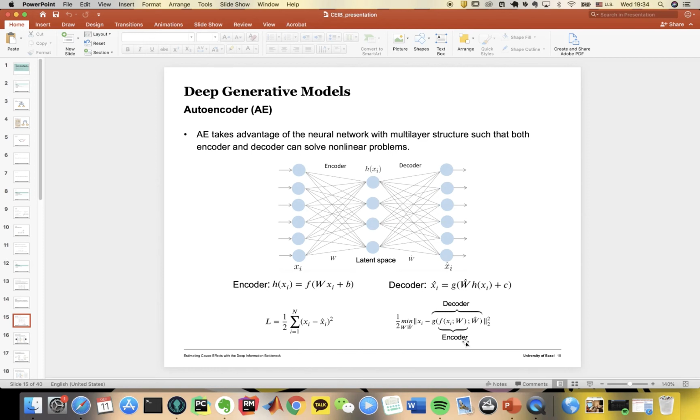The purpose of showing you these equations is just to demonstrate that the essential property of the generative model is just a combination of linear functions. But it benefits from this kind of architecture, encoder and decoder, and has the ability to solve nonlinear problems.